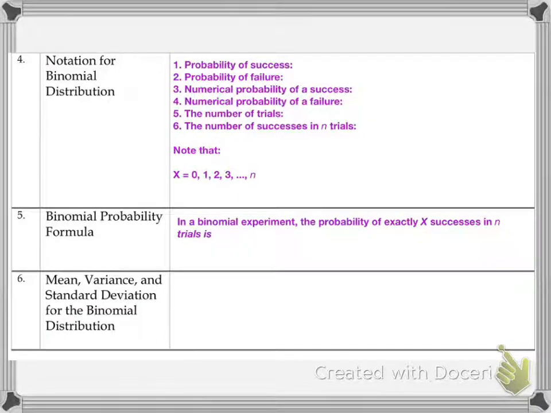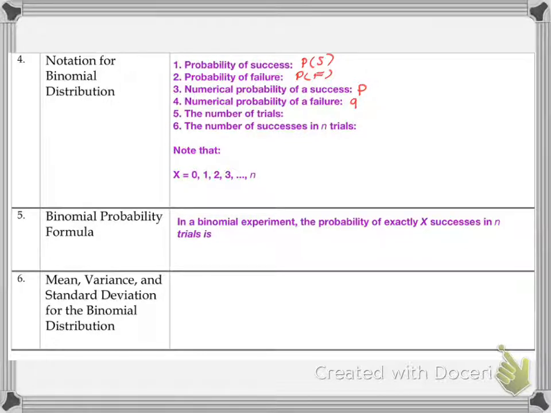All right. So number 4, notation. We can look at notation for binomial distribution. If we have a success, the probability of success, we're going to write as P of S, right? Makes sense. The probability of failure, we're going to write as P of F. Okay. The numerical probability of a success, that's going to be lowercase p. The numerical probability of failure is q.